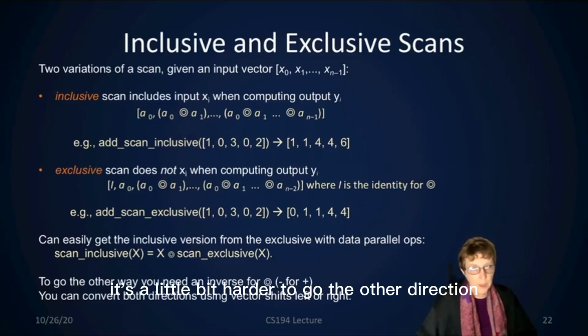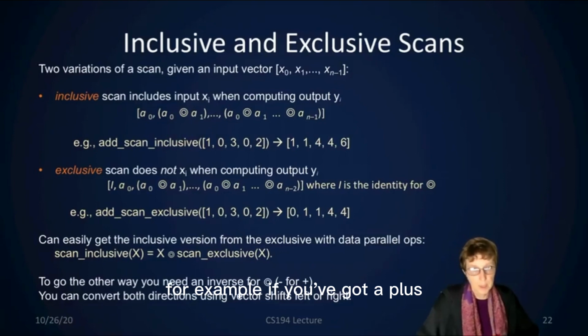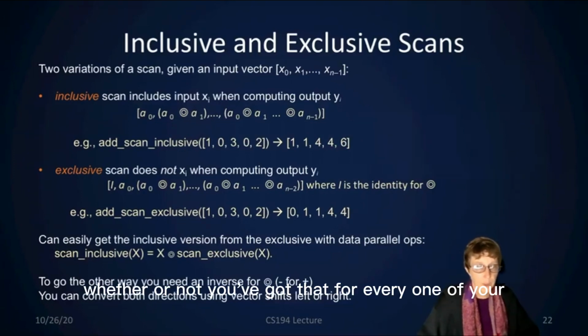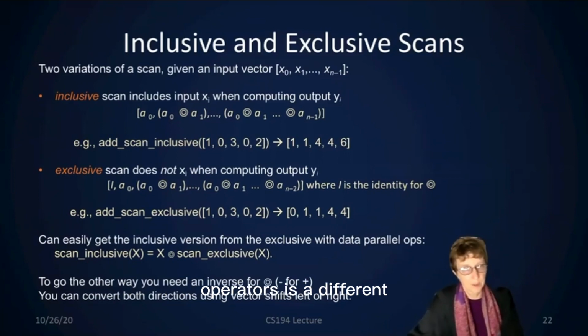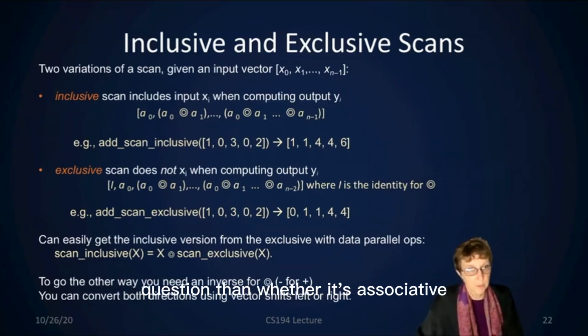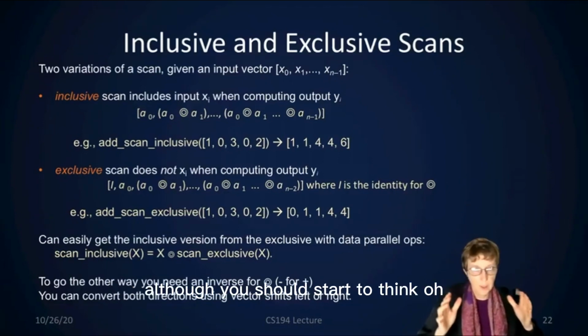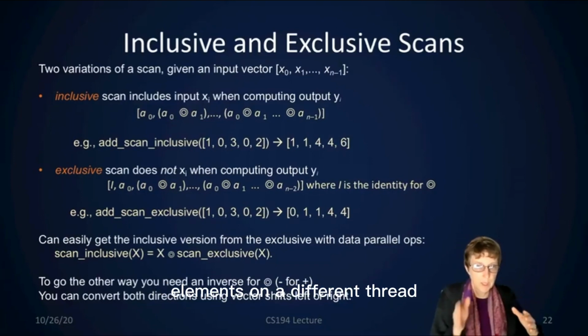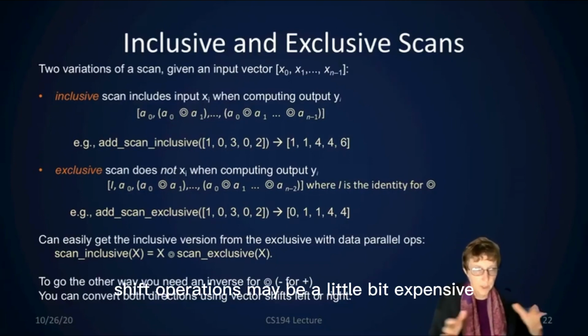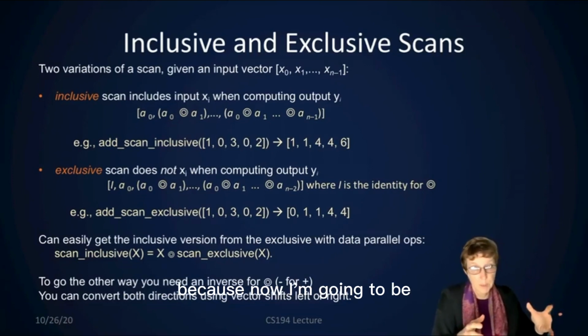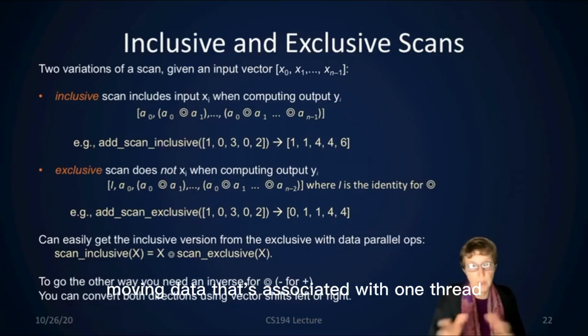It's a little bit harder to go the other direction. You'll need some way of inverting. For example, if you've got a plus operation that you're doing a scan on, you would need subtraction. You'd need to be able to subtract off the x, so whether or not you've got that for every one of your operators is a different question than whether it's associative. But you can also convert using shift operations, shift to left or right, although you should start to think, oh gosh, if I've got each one of those elements on a different thread in hardware, shift operations may be a little bit expensive because now I'm going to be moving data that's associated with one thread over to another thread.